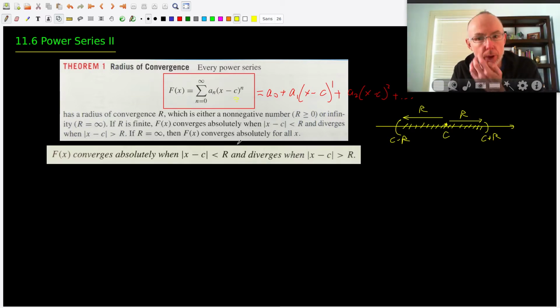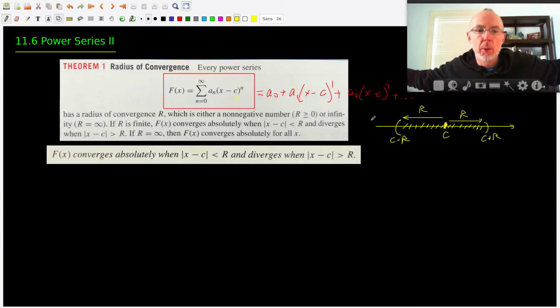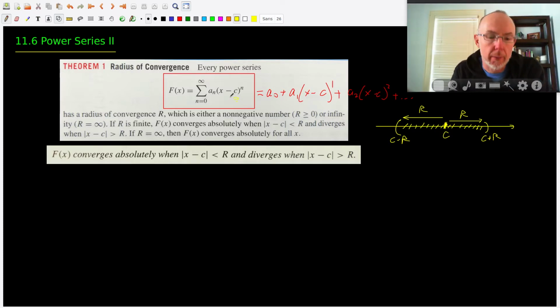The radius of convergence might be 0. Remember we talked about that. That means it just converges right at the center. Or the radius of convergence might be infinity, which means it converges for all values of x. So you can go infinitely far in both directions from the point c. Or more often, there's some specific radius, a finite number r, that's bigger than 0.